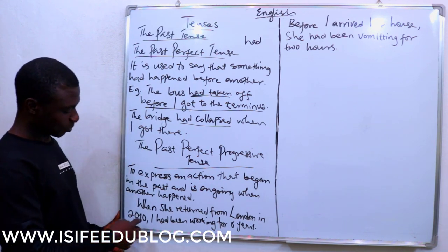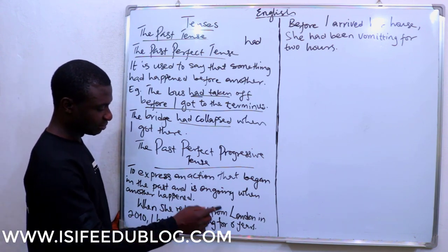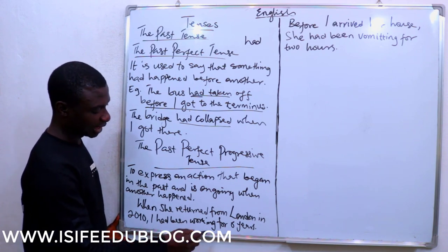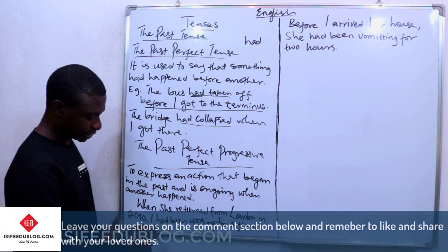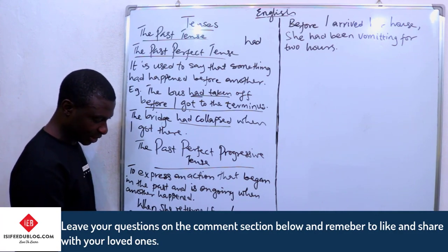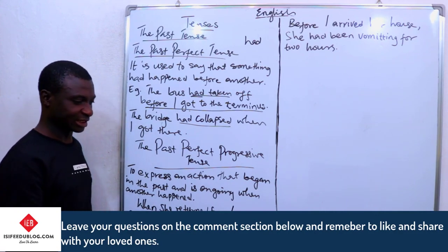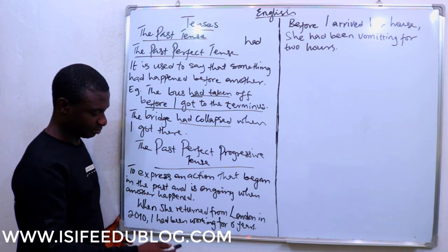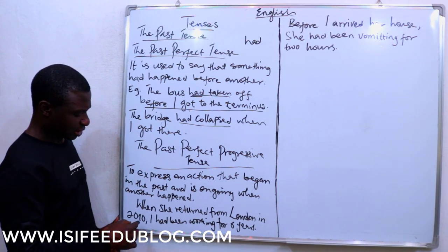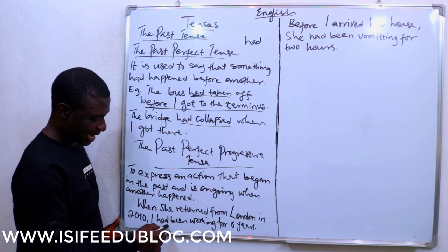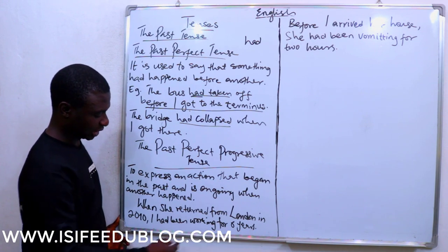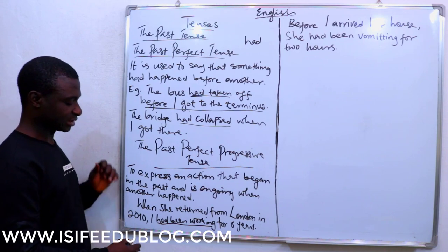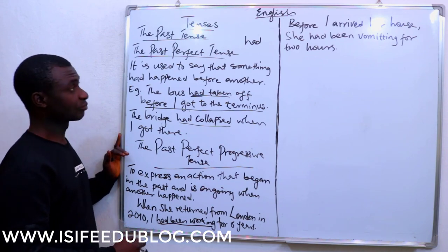So, when she returned from London in 2010, I had been working for 6 years. So you see, I started work. I'm still working. Not as if the work started and ended. I started work. I'm still working when she returned. So, I had been working, had been and working form the past perfect progressive tense.